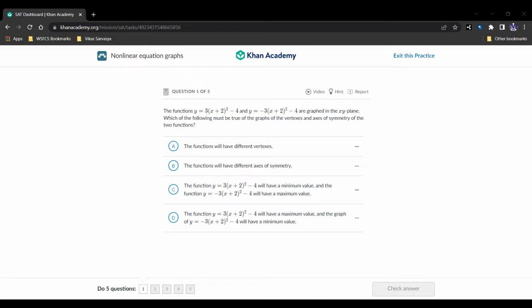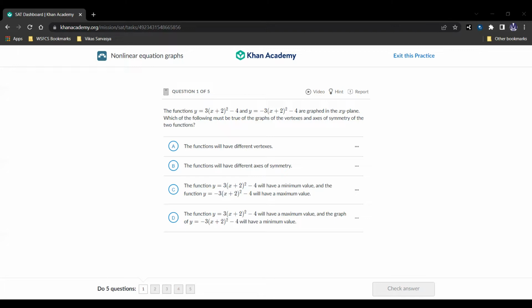And with that, let's get started on our first question. The functions y equals 3 times (x plus 2) squared minus 4 and y equals negative 3 times (x plus 2) squared minus 4 are graphed in the xy plane. Which of the following must be true of the graphs of the vertexes and the axes of symmetry of the two functions? All right, let's see what we can do here.